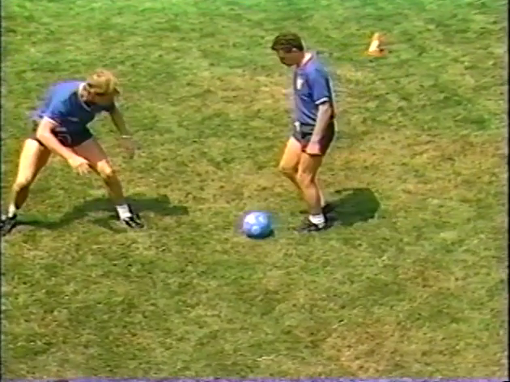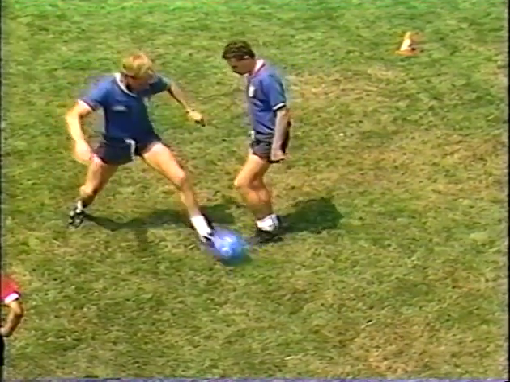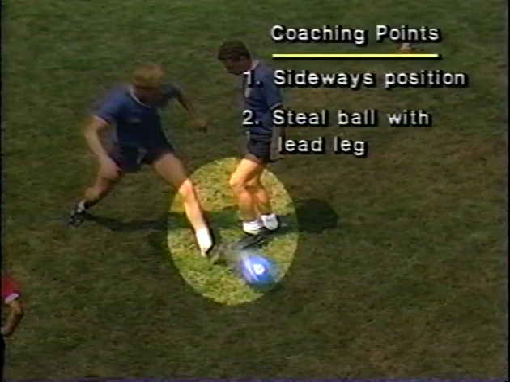In defending and covering, probably one of the most important aspects to get over is you don't have to tackle to win the ball. You can see our defender is in a sideways position and a crouched position. So he can actually win the ball without going and physically knocking the opposition player over.